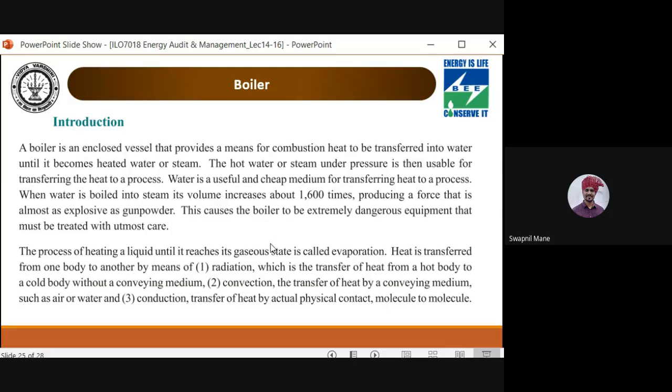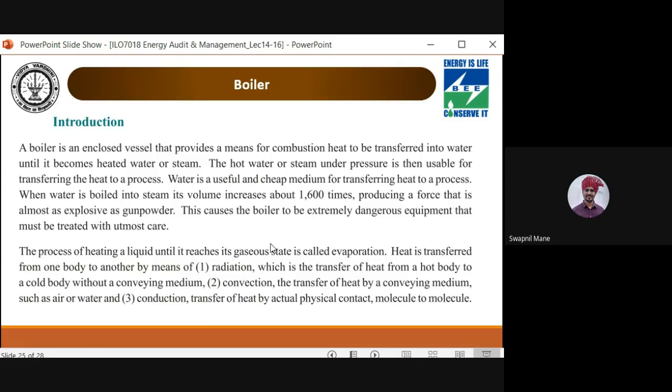So here is the introduction to the boiler. A boiler is an enclosed vessel that provides a means for combustion heat to be transferred into water until it becomes heated water or steam. Your pressure cooker cannot be considered a boiler, even though it converts water into steam. The sole purpose of a pressure cooker is to cook food and not to provide steam.